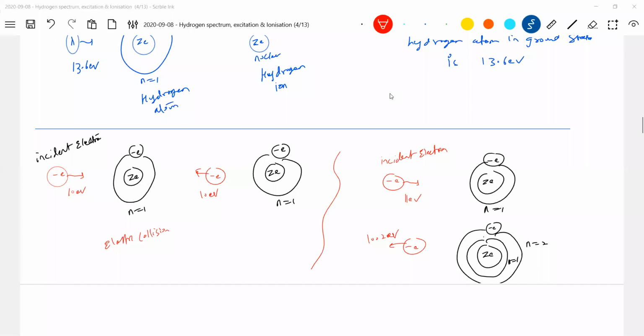The electron will have only kinetic energy. Here what will happen again? This hydrogen atom again will undergo de-excitation to give out a photon. So what we get is the hydrogen atom will come to the ground state. A photon will be given out. How much energy of the photon? 10.2 electron volt. And it will return back to the ground state.